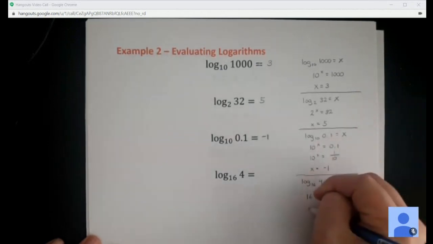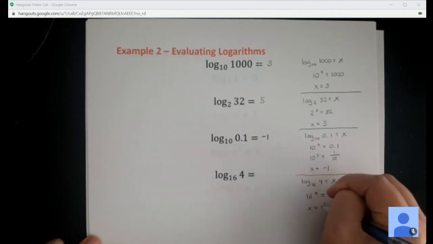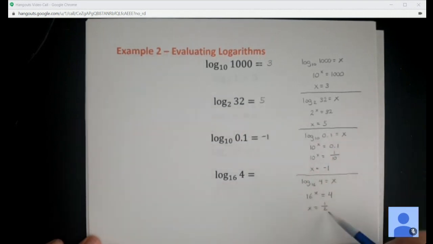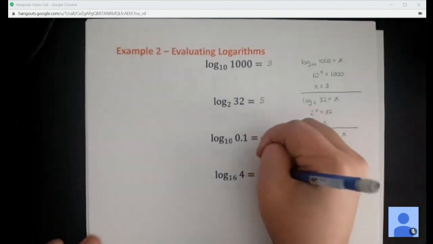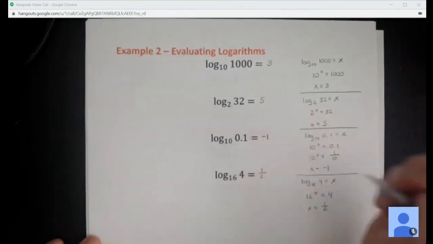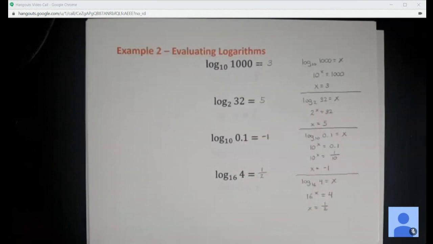Now let's think about why it's 1/2 here. What does it mean to raise something to the 1/2 power? It's a square root, right? And so in this case, when I take 16 to the 1/2, that's the same thing as taking the square root of 16, and the square root of 16 then would give us 4, right? And so that's why this one right here should actually be 1/2. Okay?